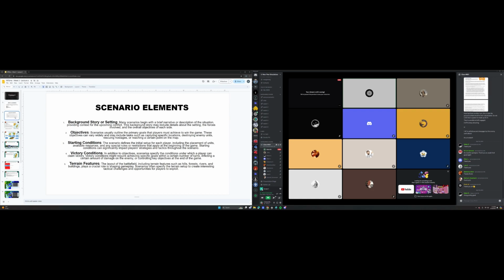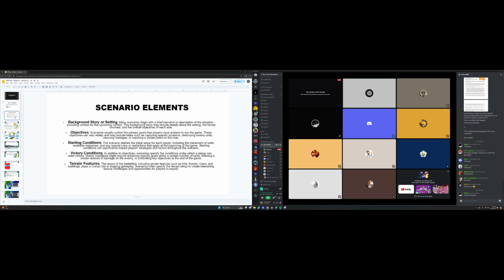So if it's an educational war game, you might have very different victory conditions than an analytical one, just because an analytical one isn't really about winning. It's about testing specifications and force design and things like that. But the verbatim on the slide is, in addition to objectives, scenarios specify the conditions under which a player can claim victory. Victory conditions might require achieving specific goals within a certain number of turns, inflicting a certain amount of damage on the enemy, or controlling key objectives at the end of the game.